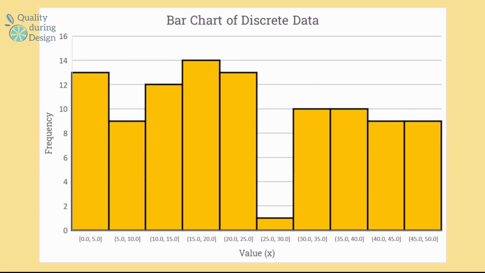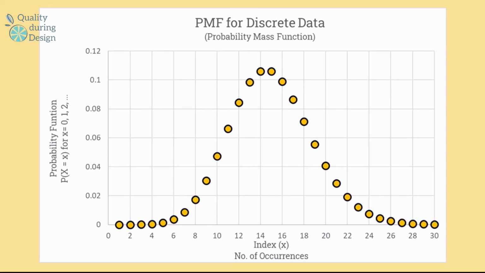To visualize discrete data, we can plot it on a bar chart. A bar chart has categories on the x-axis and frequency on the y-axis. A Pareto chart uses a bar chart. Our discrete data can be further analyzed using a probability mass function, or PMF. The output of this is a probability at a specific value. Binomial and Poisson distributions are common with discrete data.